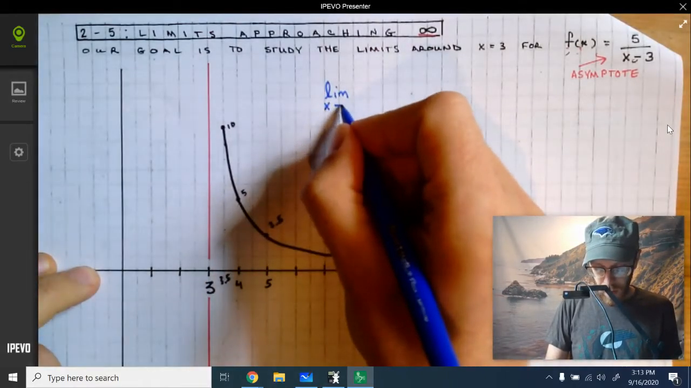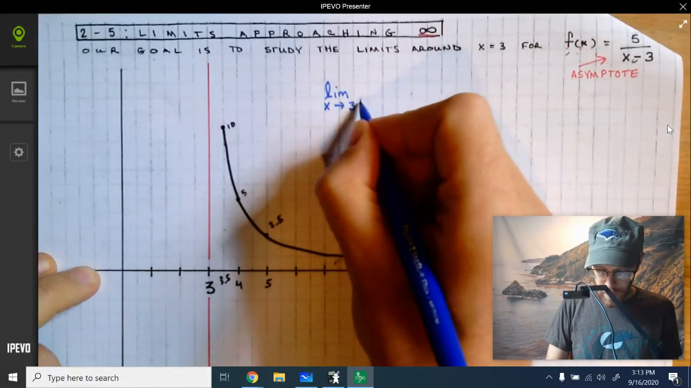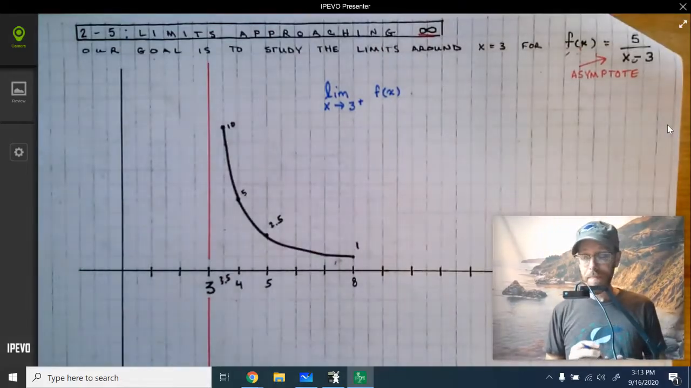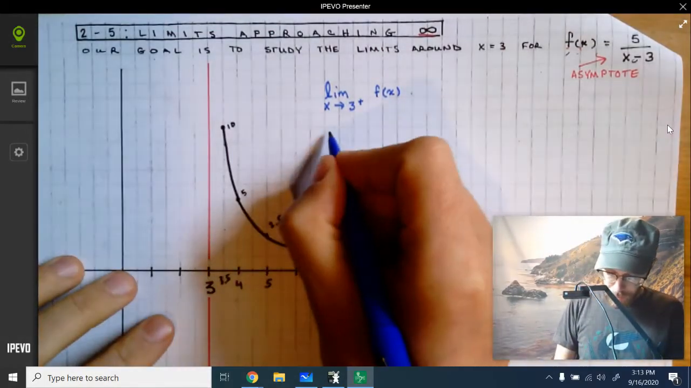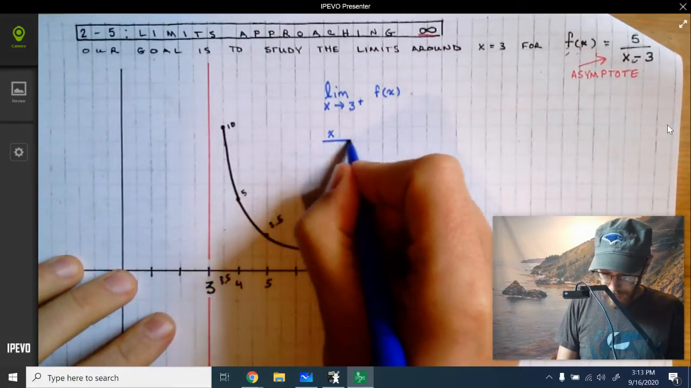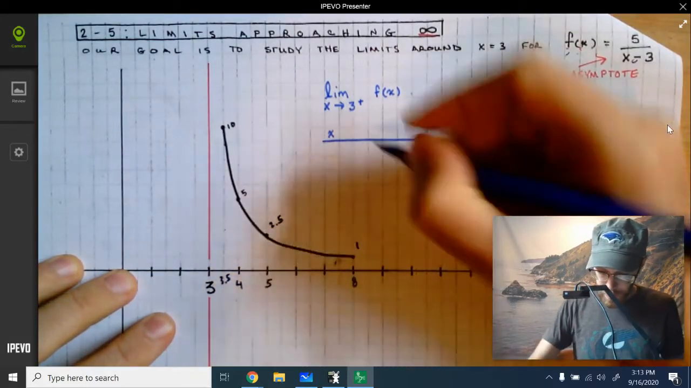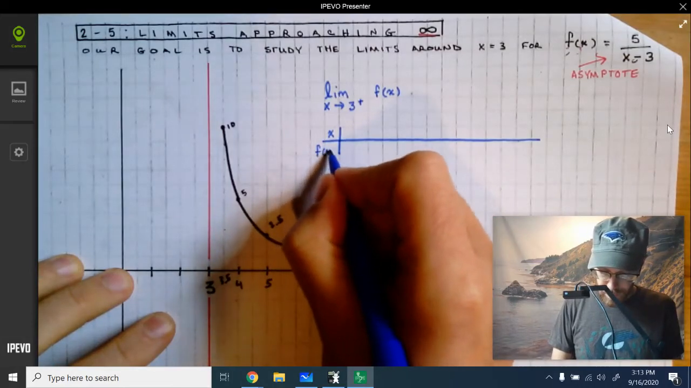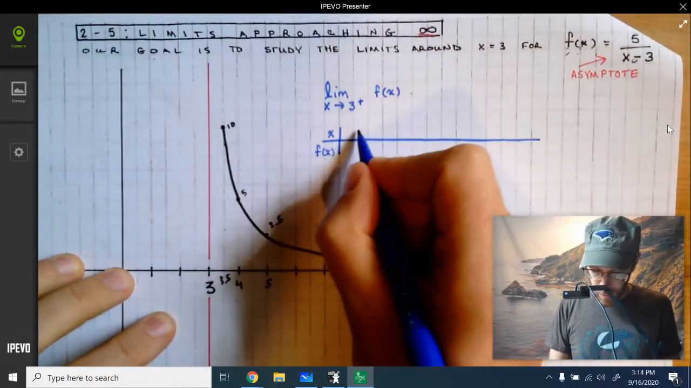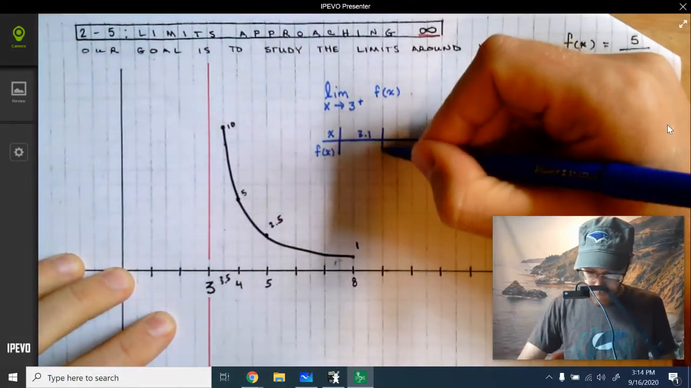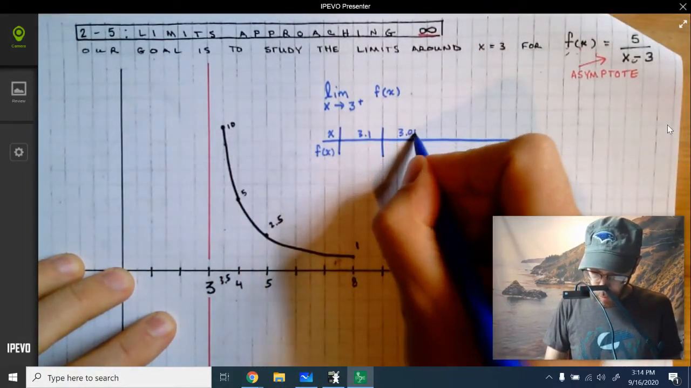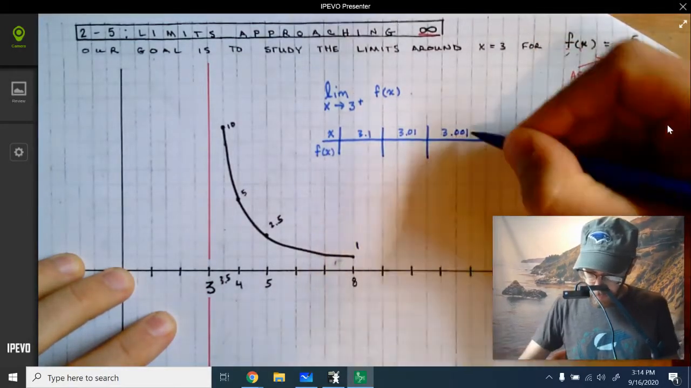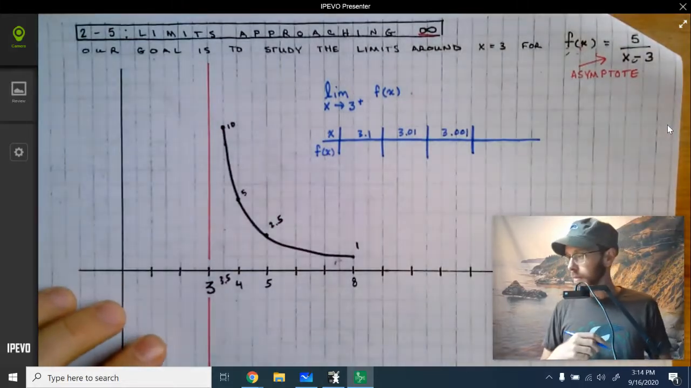as x approaches 3 from the positive side of our function? And I want to look at this question by evaluating our function at a few points that are really close to 3 on the positive side. So let's suppose that we chose 3.1, 3.01, and 3.001 as our values.